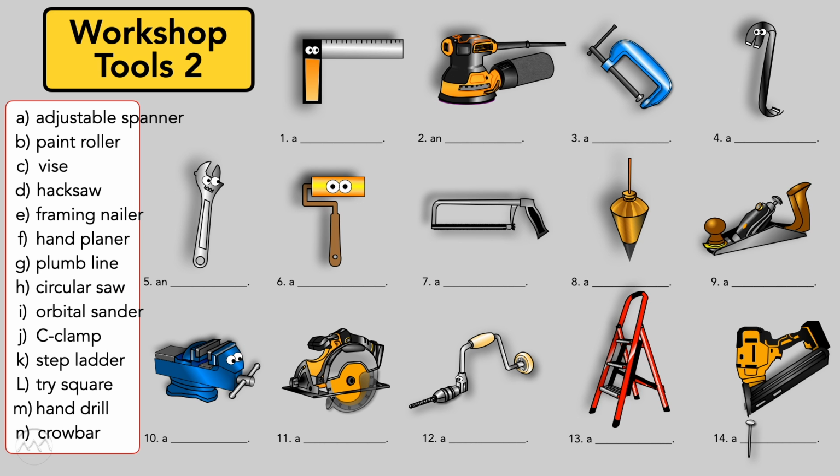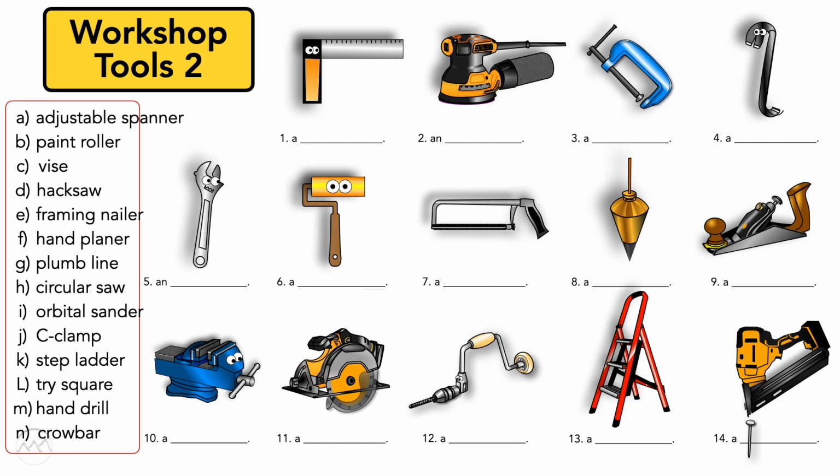H. Circular saw. I. Orbital sander. J. C-clamp. K. Step ladder. L. Tri-square. M. Handrail. And N. Crowbar.